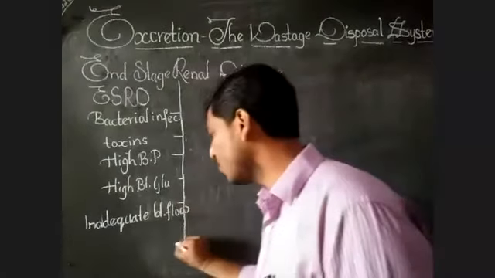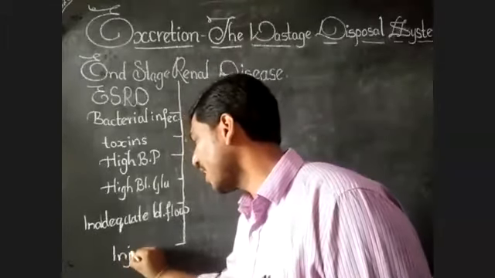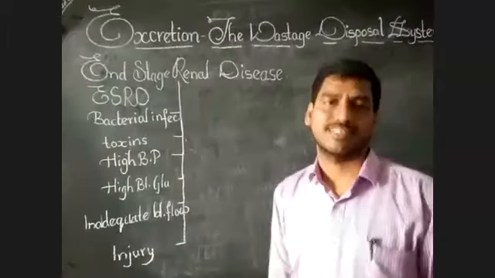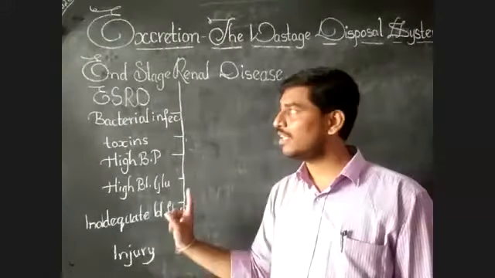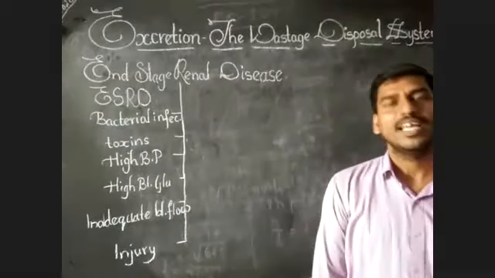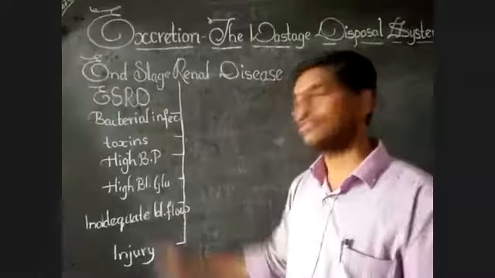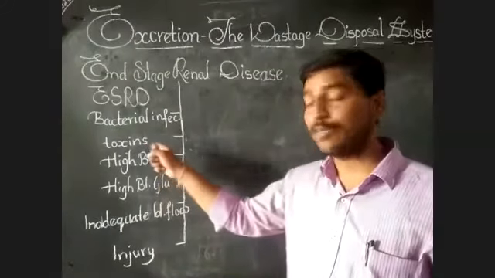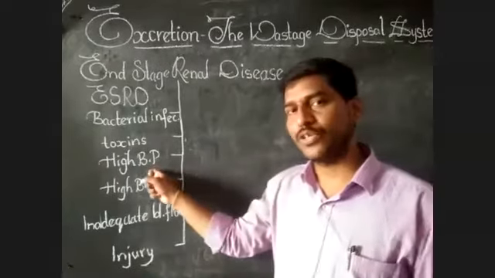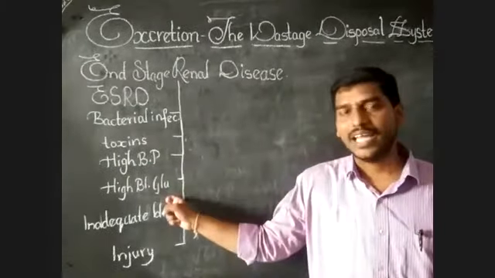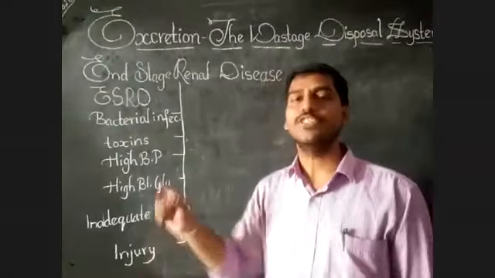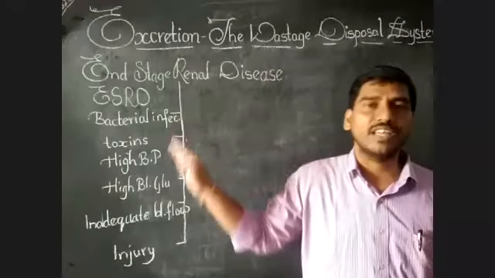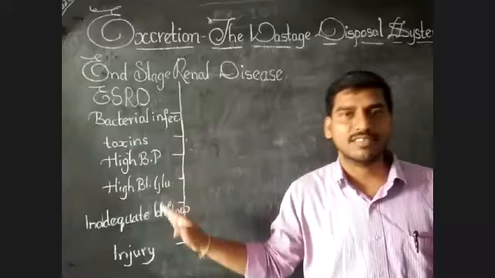And the last thing is any injury or physical damage. So why are kidneys damaged? Why may the victim enter into ESRD? It may be for different reasons: infections, toxins, high blood pressure, a high amount of blood glucose, inadequate blood flow, or injury to the kidney. These are various reasons for which kidneys are damaged.